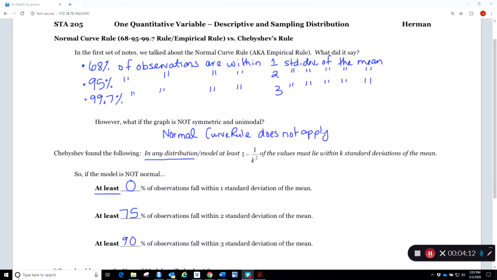So again, Chebychev's rule will always apply. So technically, the normal curve rule meets this as well, because 68% is at least 0%, 95% is at least 75%, and 99.7% is at least 90%. The normal curve rule is just much more specific, but only applies in certain situations.